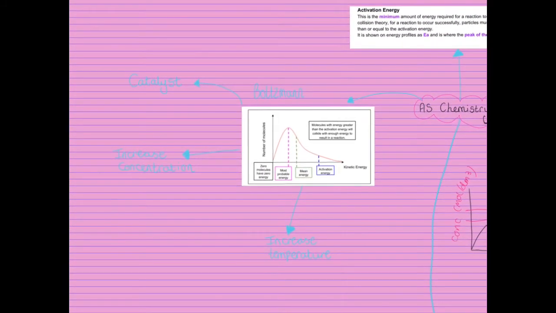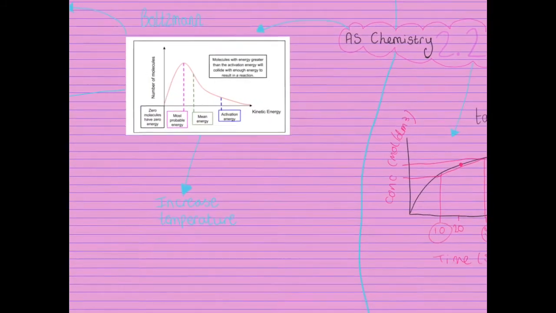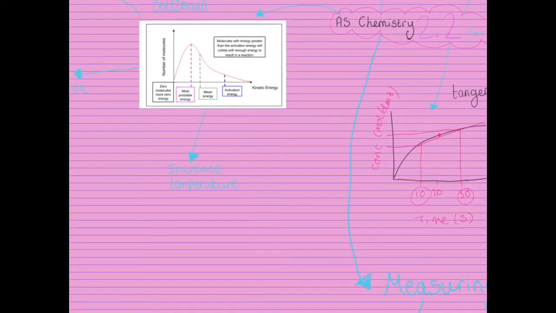Now, what they tend to ask you to do in the exam is to add on to your average Boltzmann curve where you'd put something if something had happened. Okay, so if I just draw a normal one and I label that there, activation energy. So I've increased the temperature. That means more particles are going to have activation energy. My most probable energy is no longer going to be by there, so I've got to add one on.